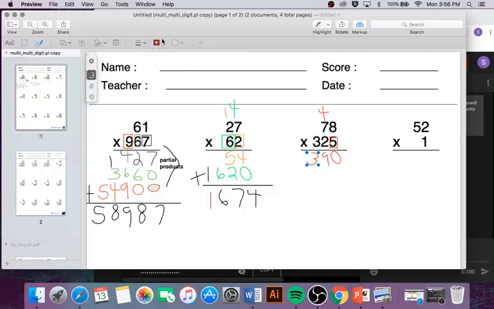Okay, we're going to move over again to our next number. So we're going to multiply the 78 times our 2. So we have our 0 for our placeholder. We're going to do 2 times 8, which is 16. So we put down the 6, and we're going to carry our 1. 2 times 7 is 14, plus 1 is 15.